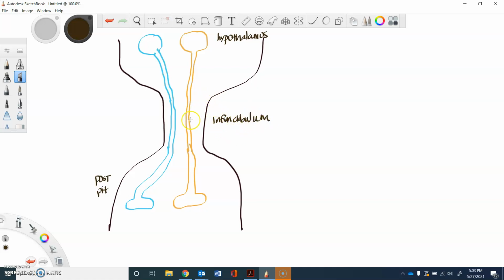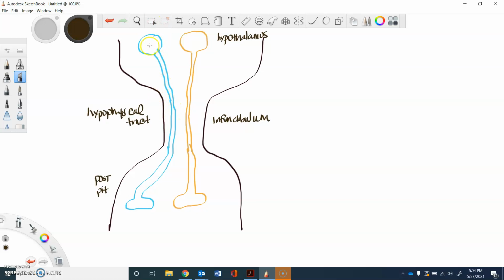Infundibulum. All right, so in the hypothalamus, we know that there are nuclei there that have neurons that have axons that will extend down into the posterior pituitary. And they extend down there through the hypophyseal tract. So the hypothalamic hypophyseal tract, whatever. So this area here.